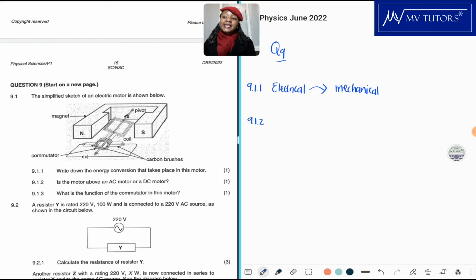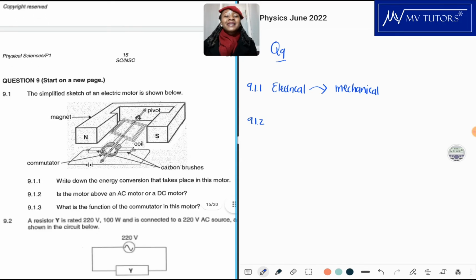With the DC motor, I hope you can see in the sketch that it is a split ring commutator. The ring is split. So if you have a split ring commutator, then we are dealing with a DC motor, not an AC. Okay, AC, slip rings. DC, split ring. So this is a DC motor.